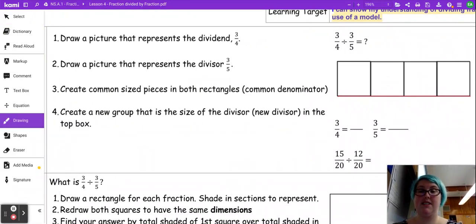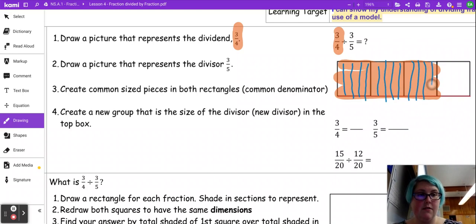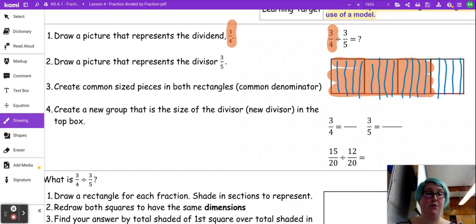We're going to look at drawing one in the same picture first. So, step number one, draw a picture that represents the dividend, the first fraction, 3/4. So this box is split into 4 pieces. We are going to color in 3 out of the 4. You can use a highlighter, your pencil, you know the drill. Now we have to draw the divisor, 3/5, so each of these is split into 1, 2, 3, 4, 5. They don't have to be perfect, folks. They just have to represent the fraction. Each fourth is now subdivided into fifths.